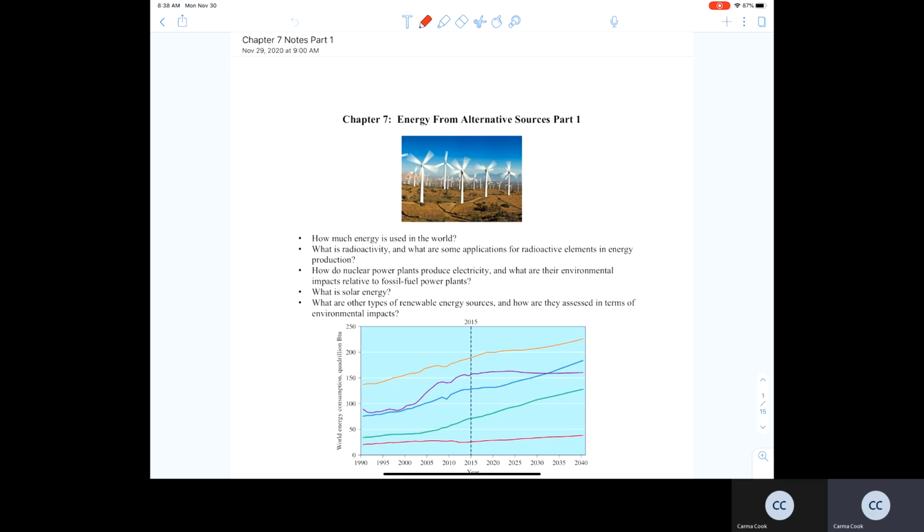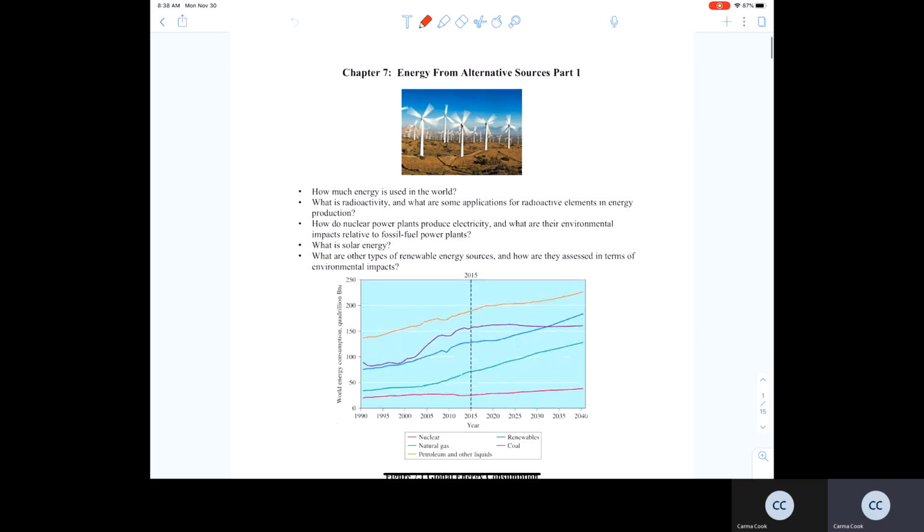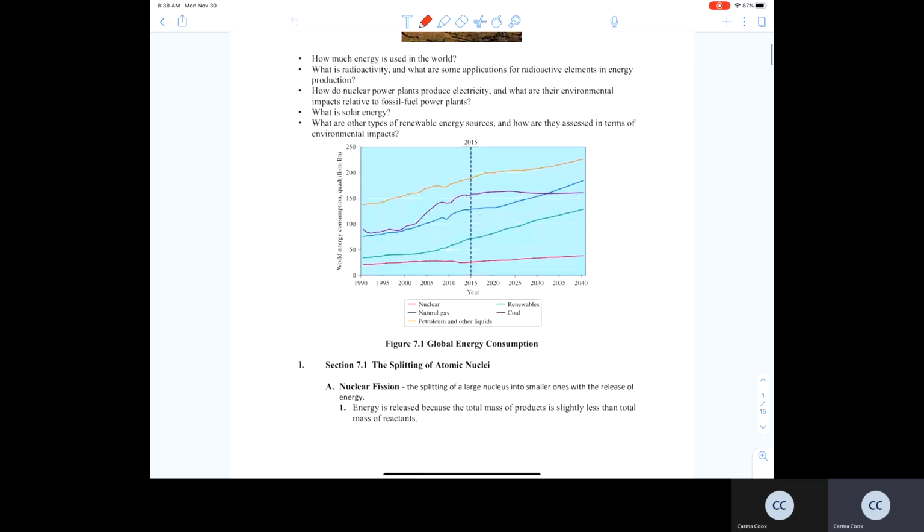And so after looking at nuclear and comparing nuclear power plants to fossil fuel-based power plants, we're also going to take a look at solar energy and then some other types of renewable energy sources like wind, geothermal, and hydroelectric. And looking at how these different renewable energy sources are assessed in terms of their environmental impacts as well.